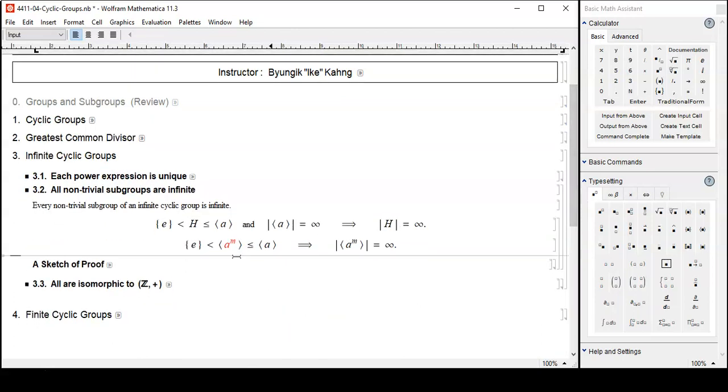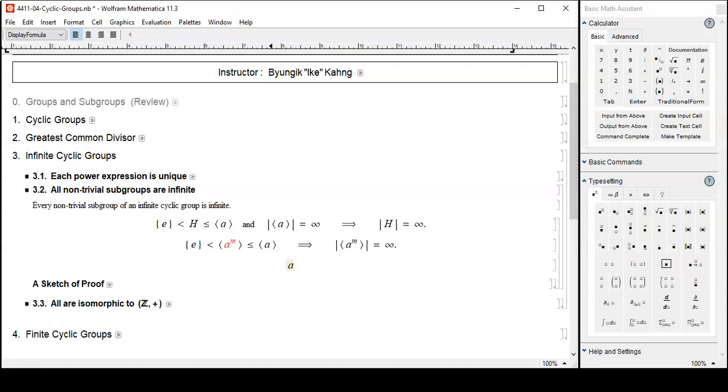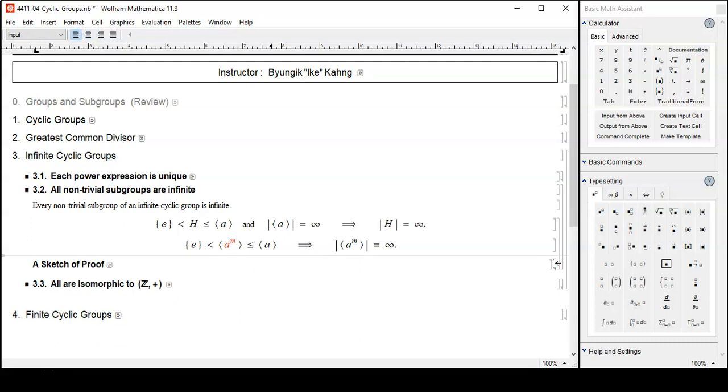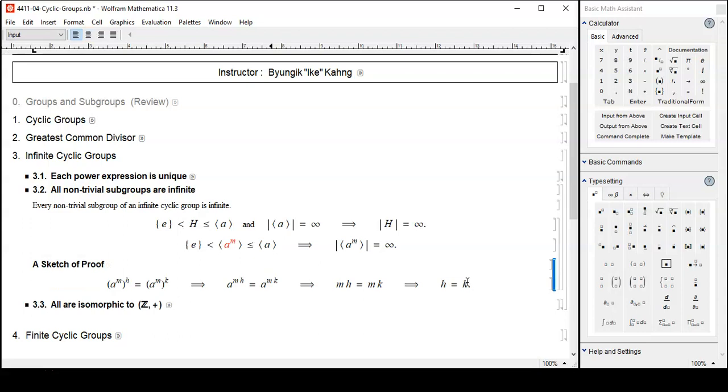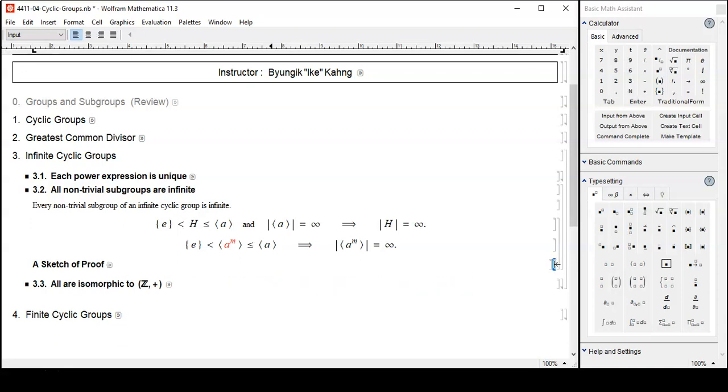And then basically the idea is this: a to the m power to the another k power, whatever it is, you're going to get a to the mk power, and these are all unique. These are all distinct if you have different k values. Therefore, we have to have infinitely many different values. You can set up a little bit more formal approach and prove it like this if you want to, but the main idea is already there. The detail is left to the students.